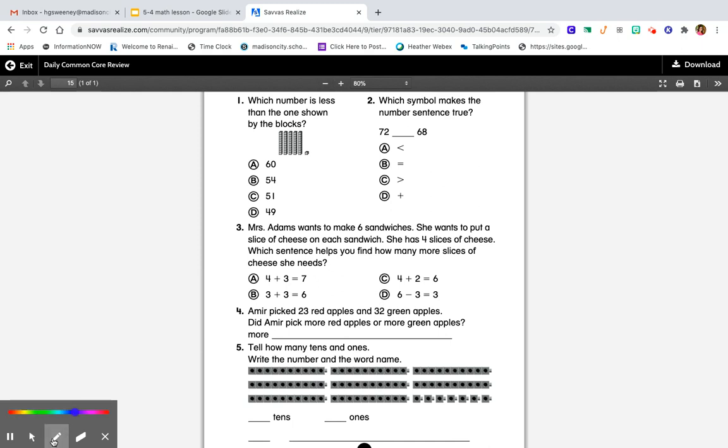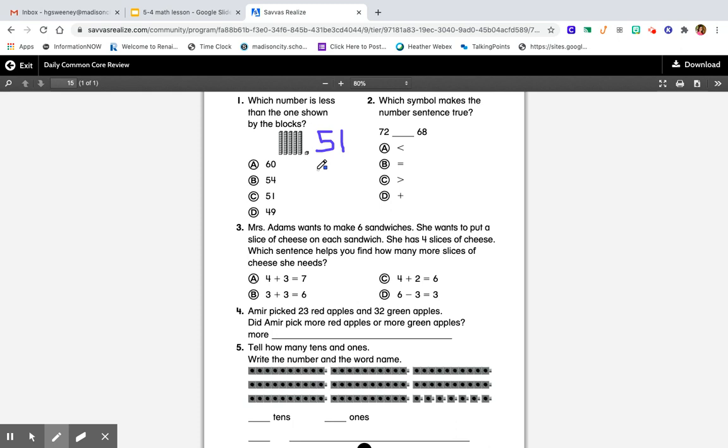Number 1, which number is less than the one shown by the blocks? All right, well, first we need to figure out what the blocks show. I see some 10 rods, so let's count. 10, 20, 30, 40, 50. So 50 in the tens place. And I see one cube. So the number is 51.